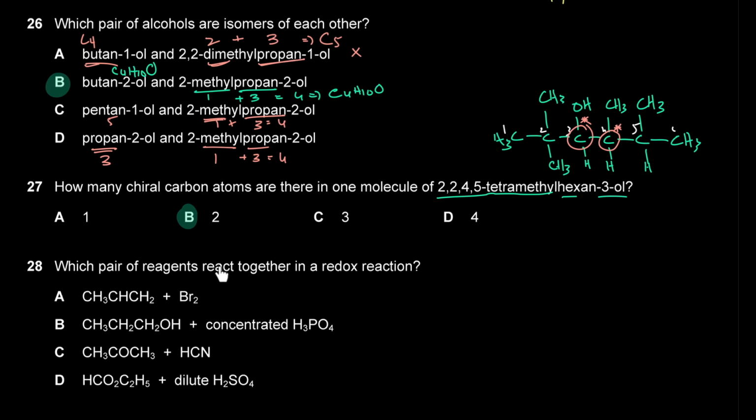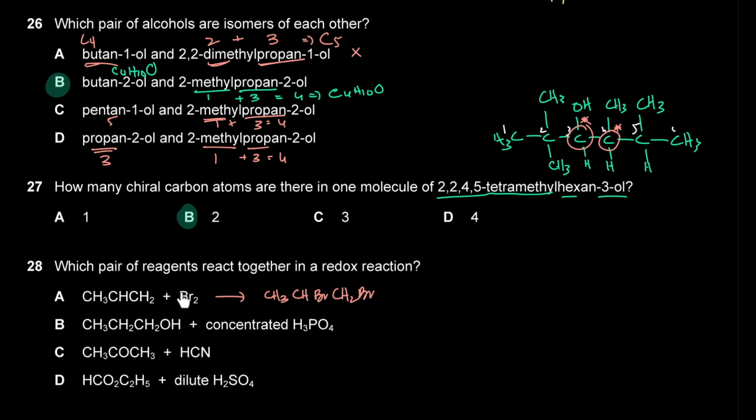Which pair of reagents react together in a redox reaction? The first reaction is a reaction between propene and bromine. Now in this reaction, we have electrophilic addition taking place, right, where we get 1,2-dibromopropane, right? So we get CH3CHBrCH2Br, right? This is electrophilic addition of bromine, and this is a redox reaction, okay?